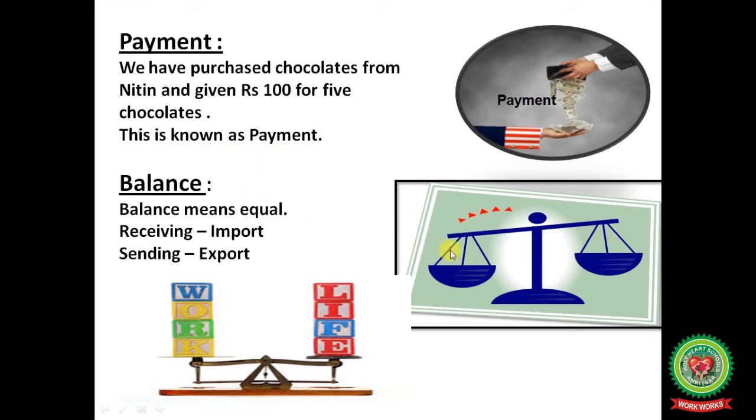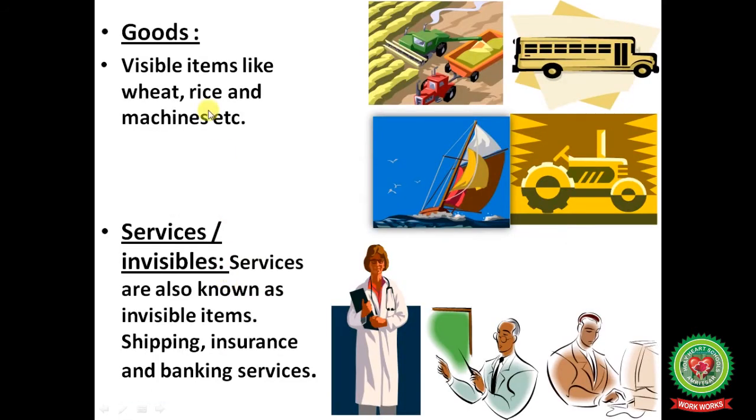Balance. Balance means equality. Like when we do the trade with the other nations, there is import and export of goods. Receiving means import and sending means export. Goods. Visible items like wheat, rice and machines are known as goods. The goods, the things that we can touch and see. Services are invisible items. Services of a doctor, services of an engineer, teacher, cobbler, chartered accountant, shipping, insurance and banking services. All these are the examples of services.